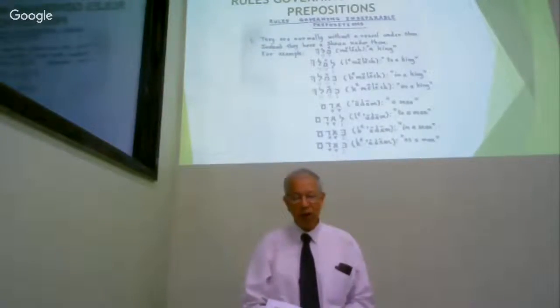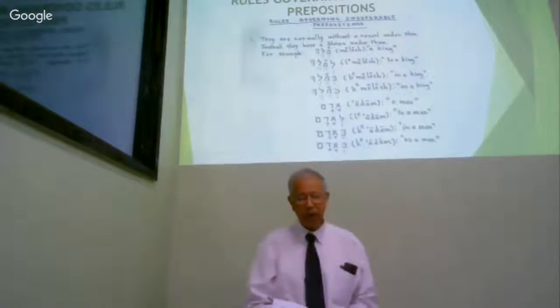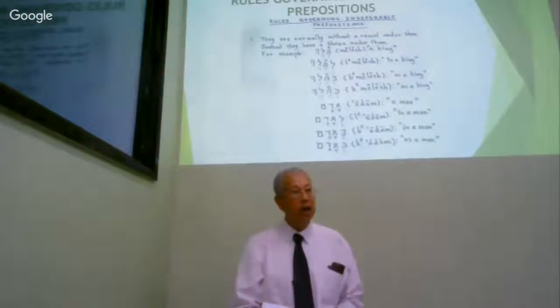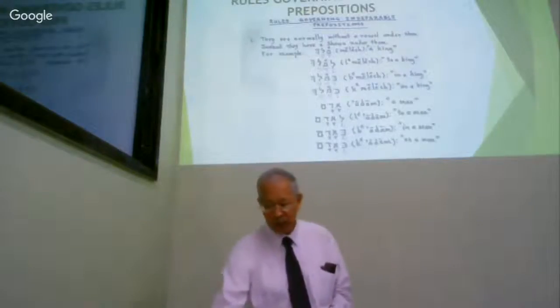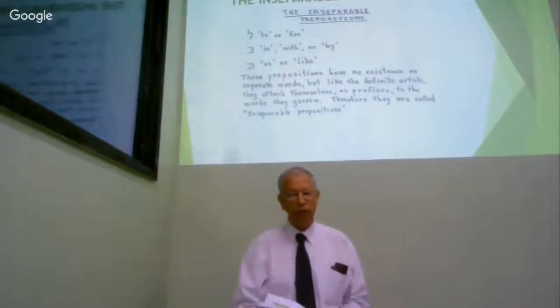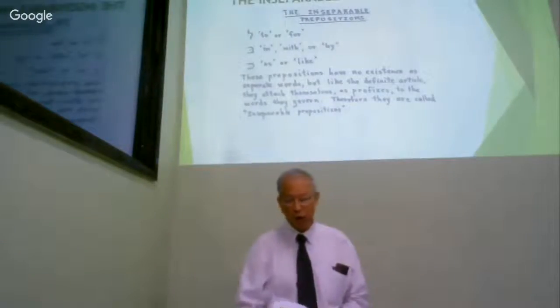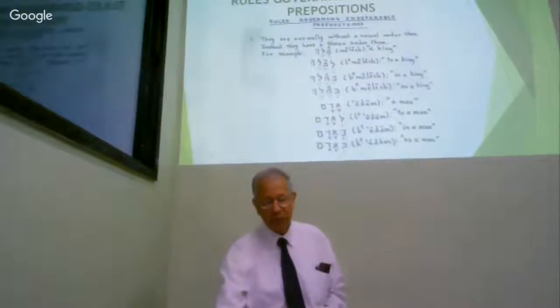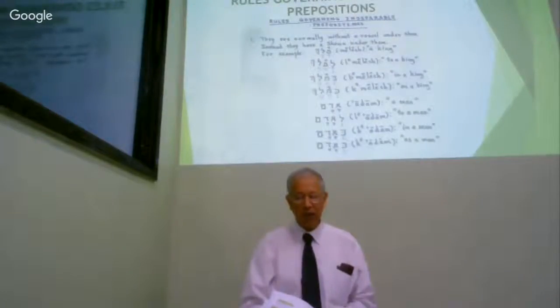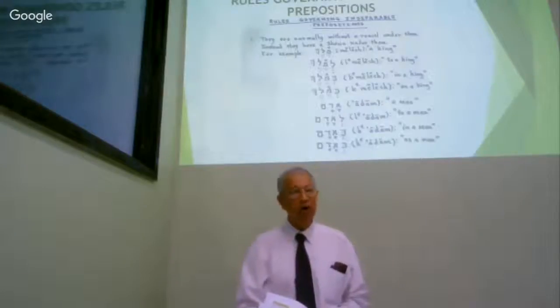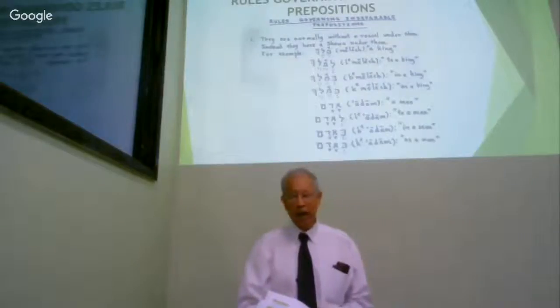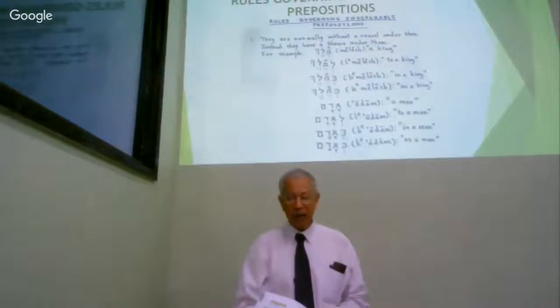They are normally without a vowel under them. And when I say they, I mean lamed, beth, and kaf. They are normally without any vowel underneath them. What do they have instead then? Instead, they have a shewah under them. For example, melech means a king. Lemelech means to a king.